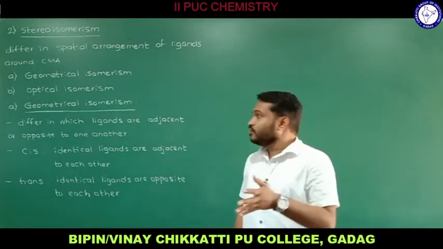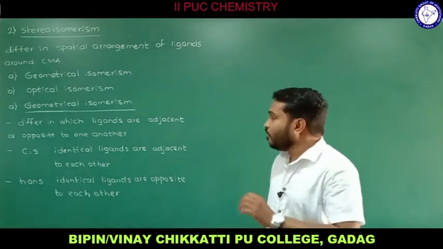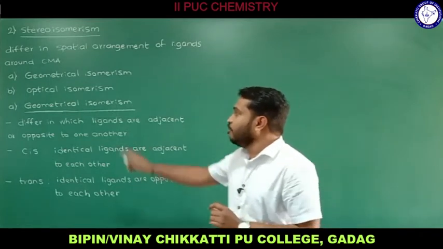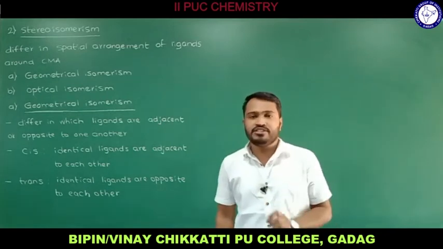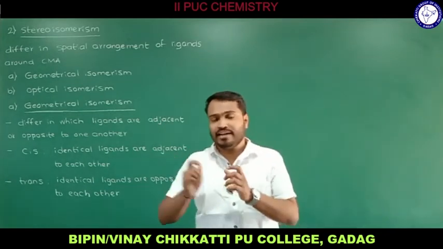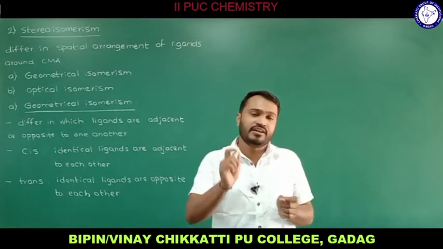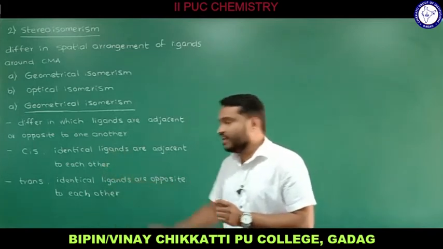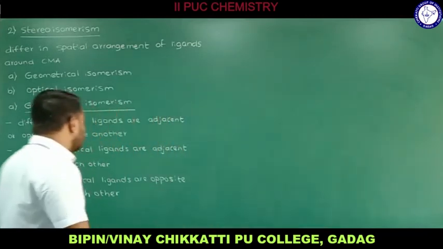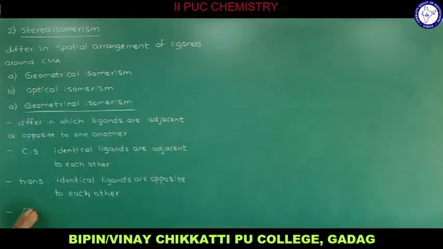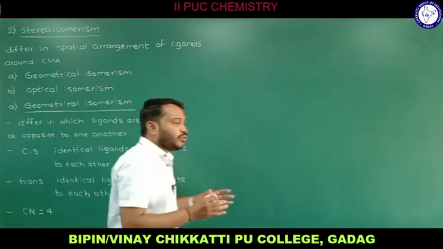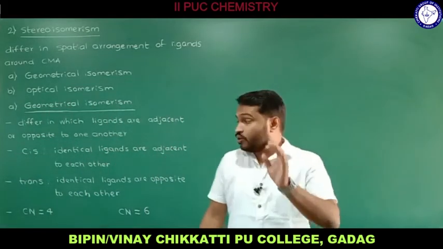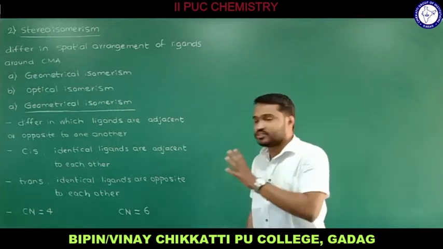The molecules or complexes having the same molecular formula but differing in which ligands are adjacent or opposite to one another in the coordination sphere are called geometrical isomers, and the phenomenon is called geometrical isomerism. We have cis and we have trans. Complexes where the coordination number is 4 or 6 are going to show geometrical isomers.